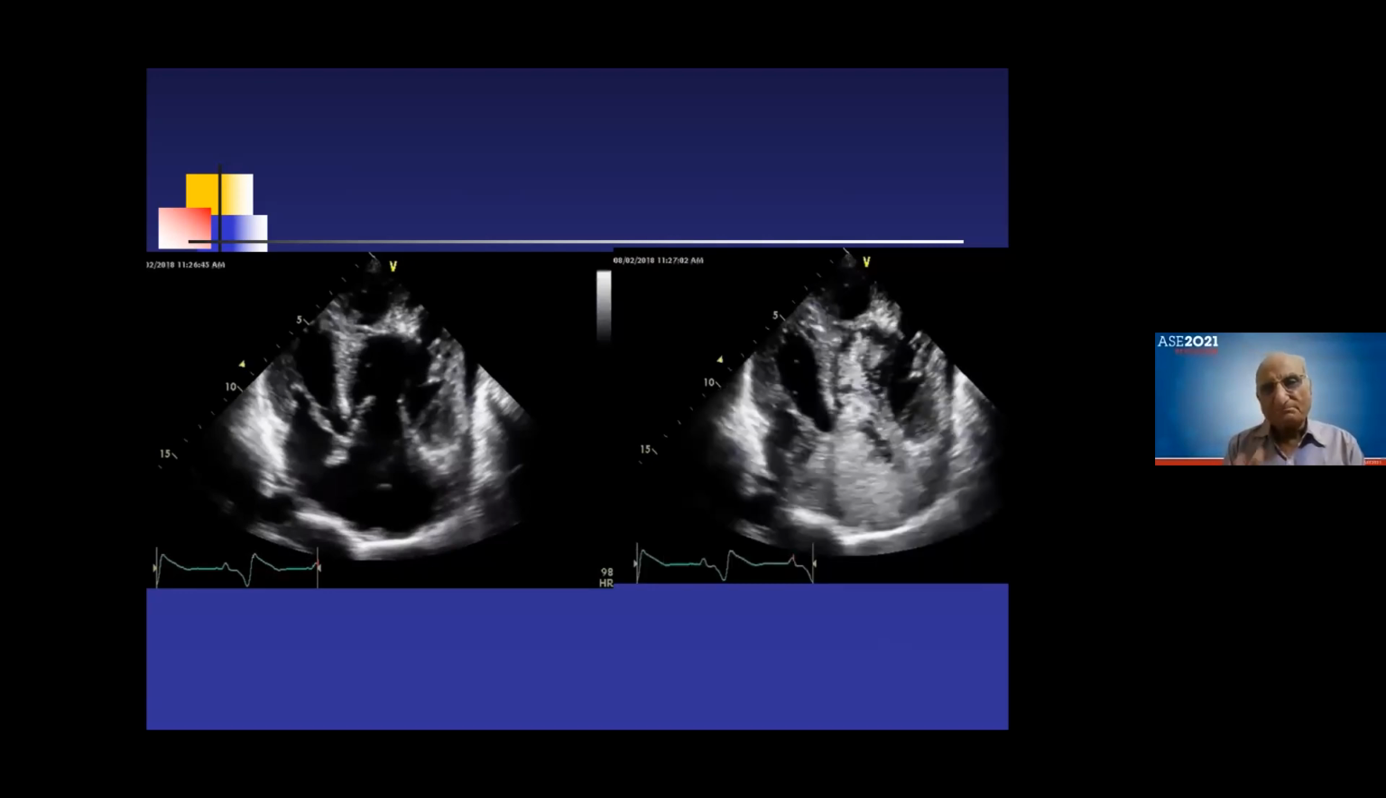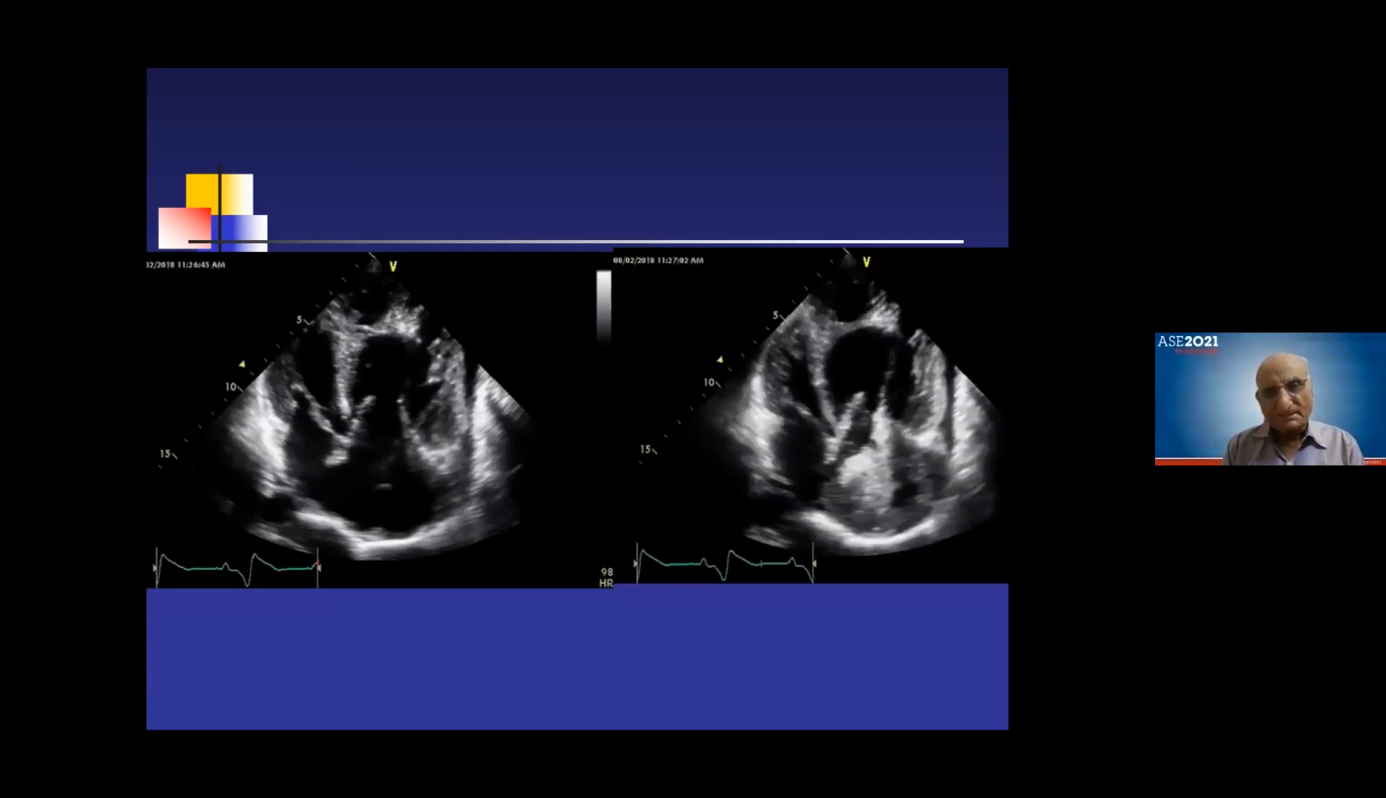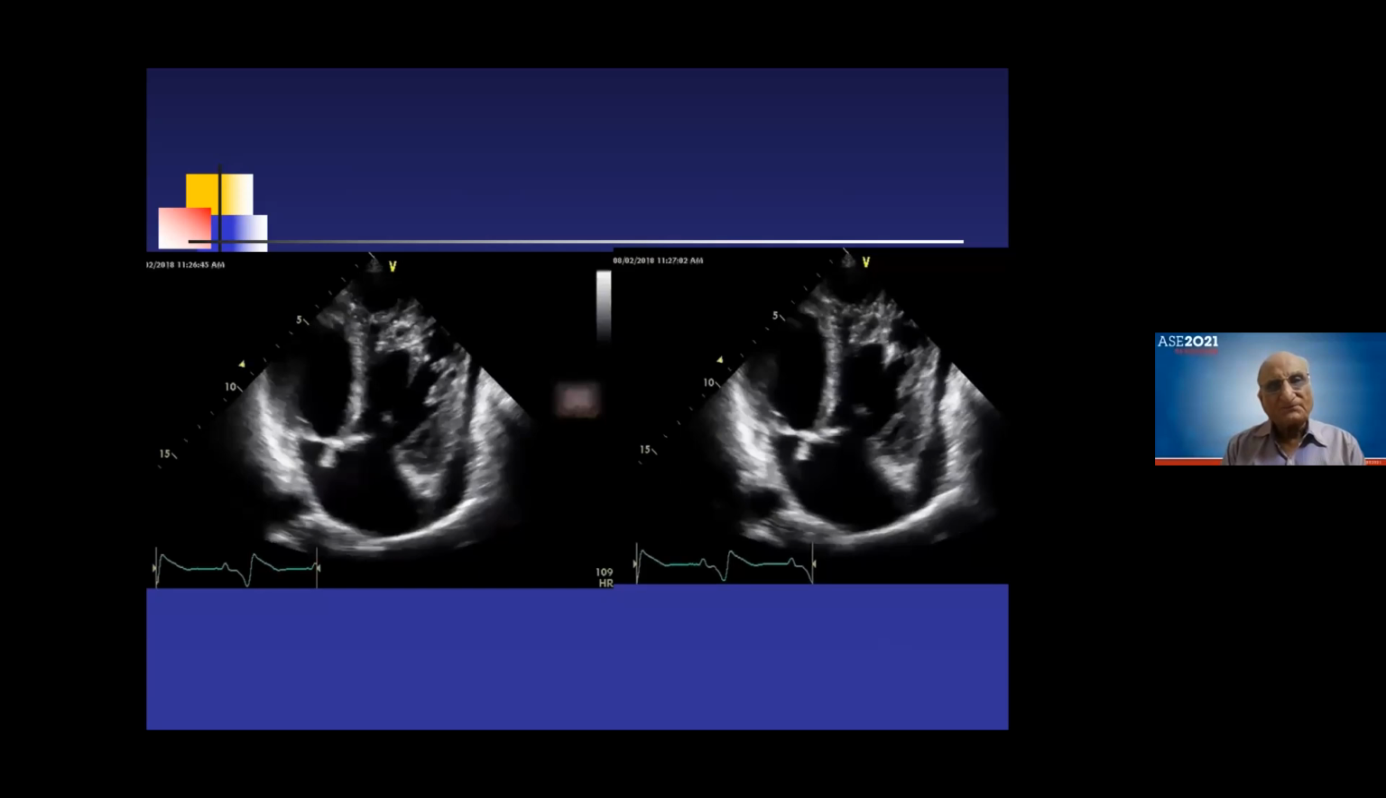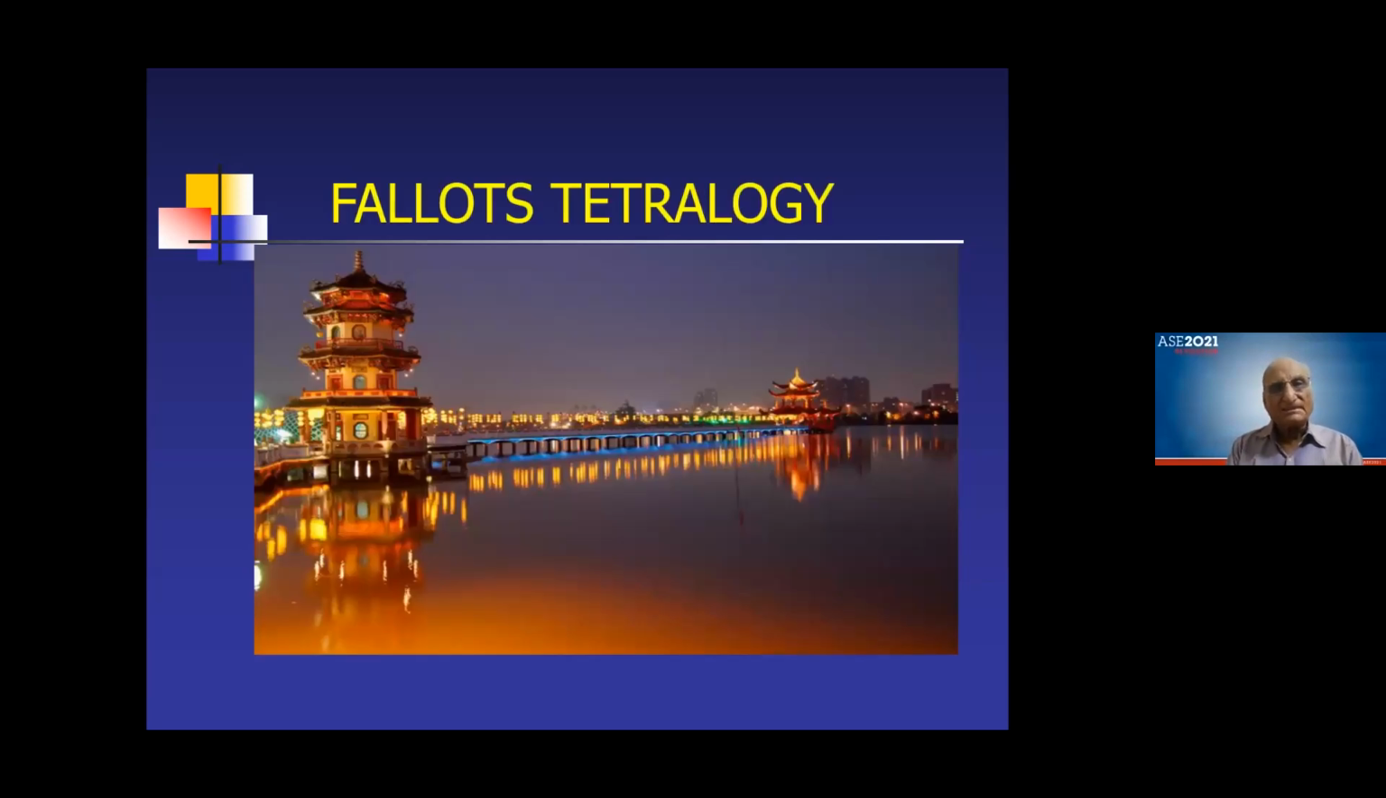So these are some of the common basic examples to show a right to left shunt, and in between we'll go on showing some more images. So the first thing we see, which is very commonly seen in our age group, also in the younger individuals, is a Fallot tetralogy, one of the very common cyanotic heart diseases.